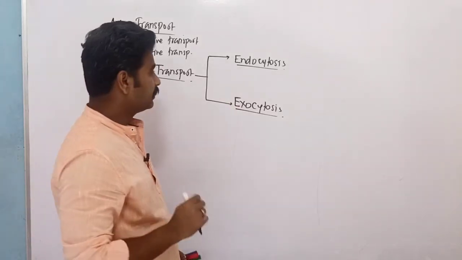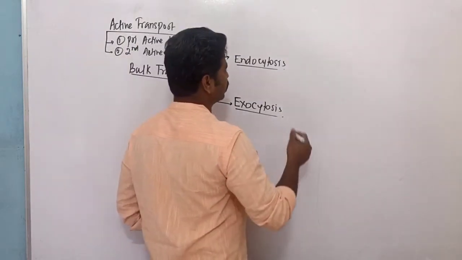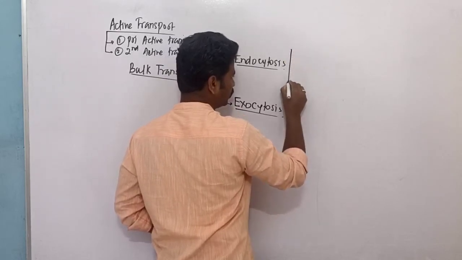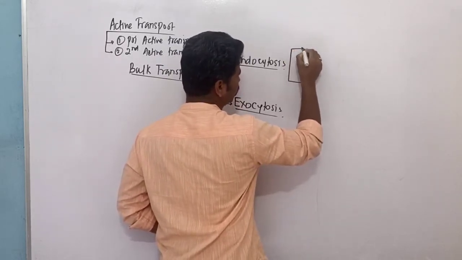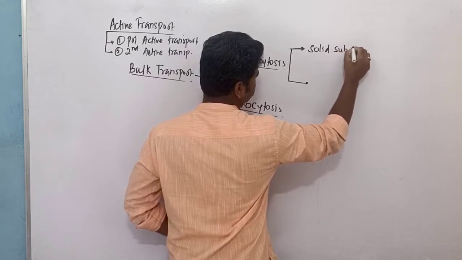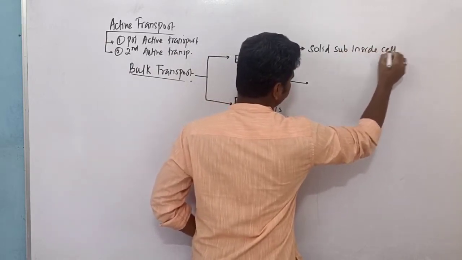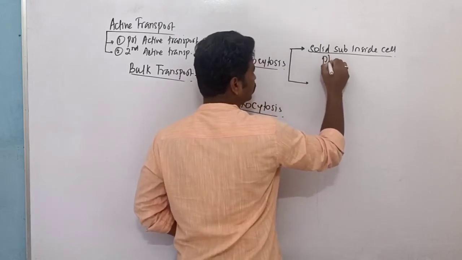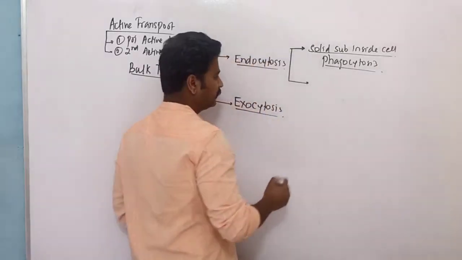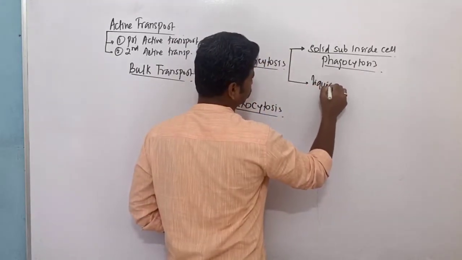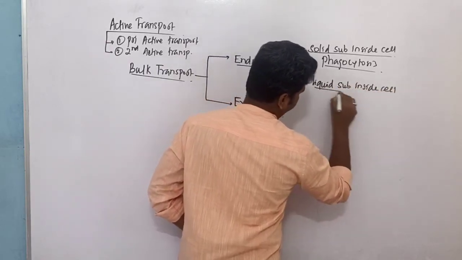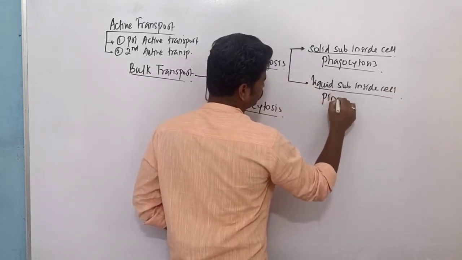Are you clear for this? Now, which substances get transported inside the cell? According to that, we can again classify endocytosis into two types. If we are transporting solid substances inside the cell, then the process is called phagocytosis. And if we are transporting liquid substances inside the cell, then the process is called pinocytosis.